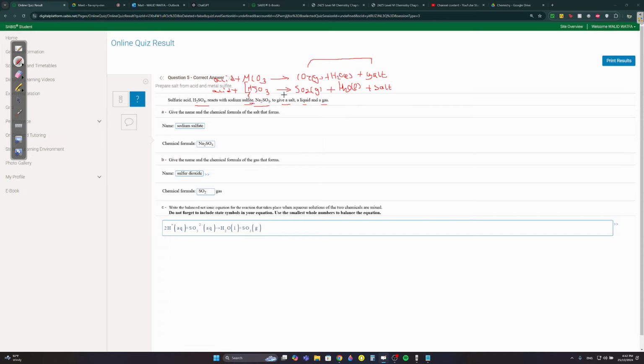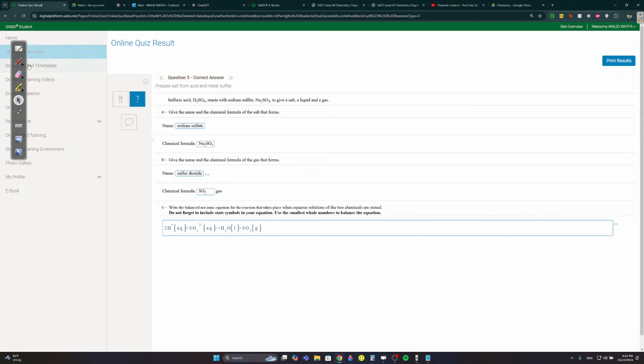Sulfite, with an I, is SO3. Sulfate, with an A, is SO4. We don't want SO4, we want it with an I, SO3. So you get this, right? This is our reactions with the sulfite. Let me erase this. So, same thing: salt, liquid, gas.